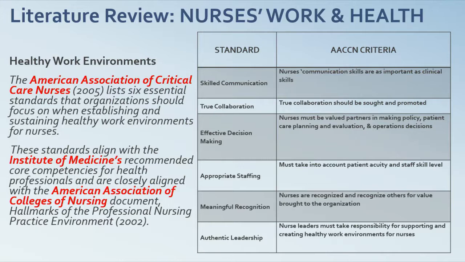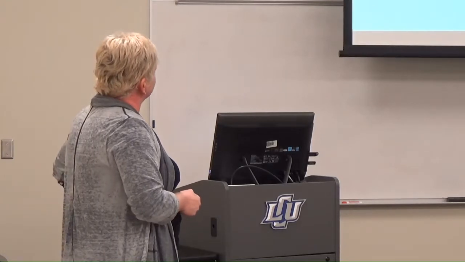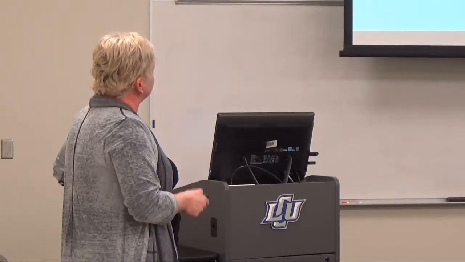This is probably too small, but skilled communication, collaboration, decision-making, appropriate staffing, meaningful recognition, and authentic leadership. So these are the 6 essential standards from the American Association of Critical Care Nurses, who did wonderful work. And I love the IOM, the Institute of Medicine, and also the American Association of Colleges of Nursing. So these all kind of align.